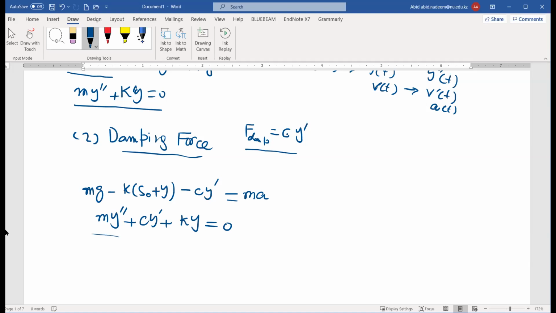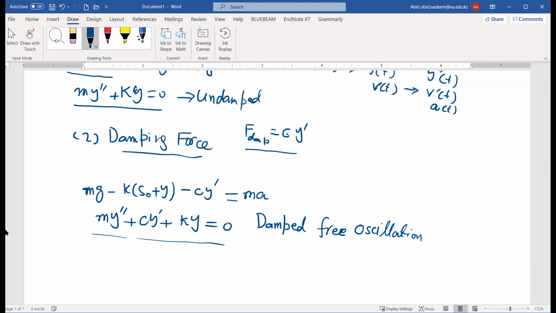So this is the equation for the damped free oscillation, and this is the undamped free oscillation.